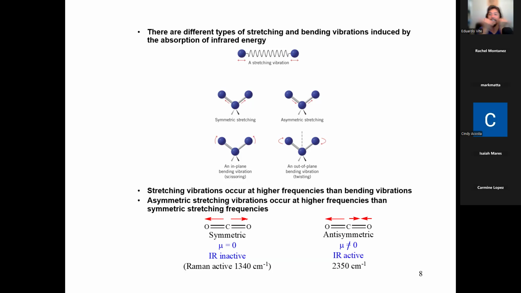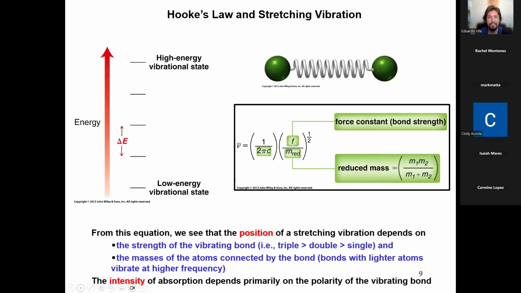But if it is an asymmetric stretch, well, one of them is currently positive while the other one is near zero, and then the other one is negative, and the other one is near zero. So you are going to have a change in the dipole. The asymmetric stretch in carbon dioxide will be visible. So it all depends on that change in the dipole as well. All right, the y-axis. All righty.